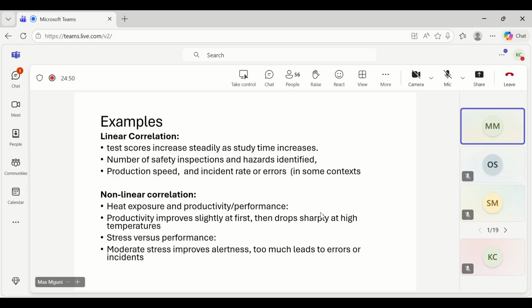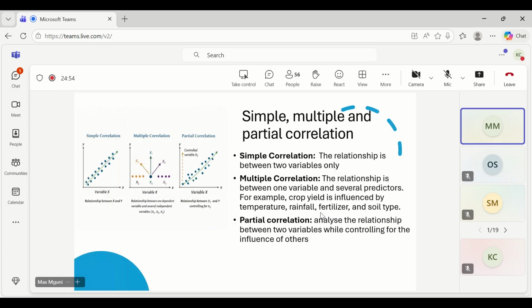Then we've also got types of correlations: simple, multiple, and partial correlation. On the simple one, as we can see on the graph, it looks like the linear correlation. The relationship is between two variables only. So when you are looking at only two variables, for example, smoking and lung disease, or working in a chemical environment and lung cancer, you are only looking at two variables, so it becomes a simple correlation.